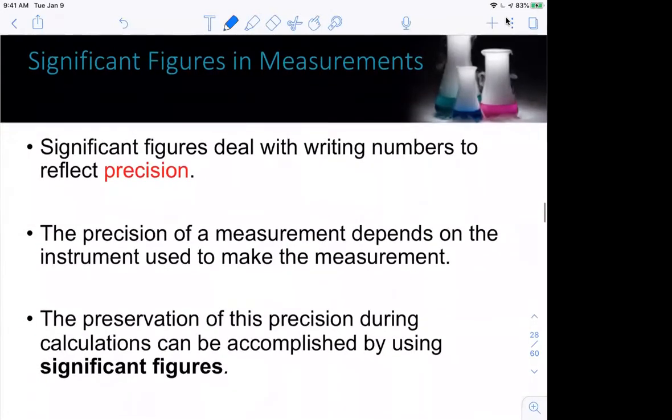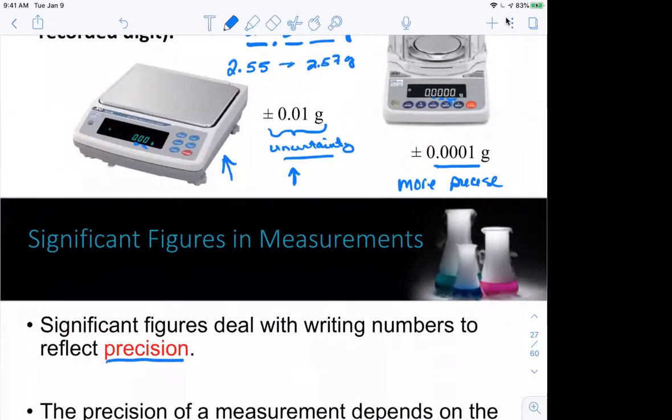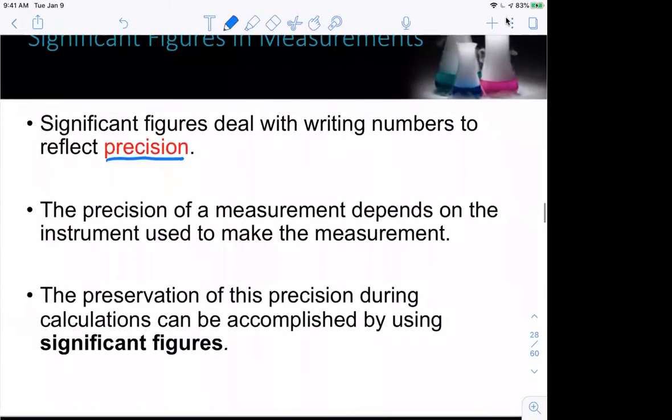The significant figures that I report in a measurement are reflecting precision. The precision of a measurement is going to depend on the instrument that is used to make the measurement. This is a more precise measurement because with that degree of uncertainty, the measurements that I make with that instrument are going to be closer together. When I do calculations, I want to always be conscious of the fact that I need to preserve this precision that is inherent in making these measurements.